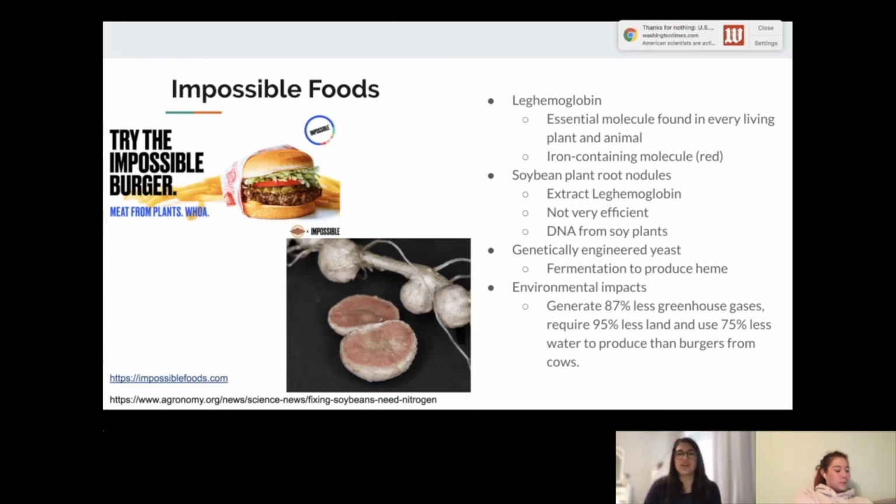This application of synthetic biology to produce a plant-based alternative to the classic meat burger has potential to greatly impact and benefit our environment. Impossible burgers generate 87% less greenhouse gases. They require 95% less land use and 75% less water to produce these burgers compared to a typical burger from a cow. Therefore, the adoption of meatless alternatives such as the Impossible Burger that closely resemble a meat burger can help reduce negative impacts and environmental damage of the meat industry.